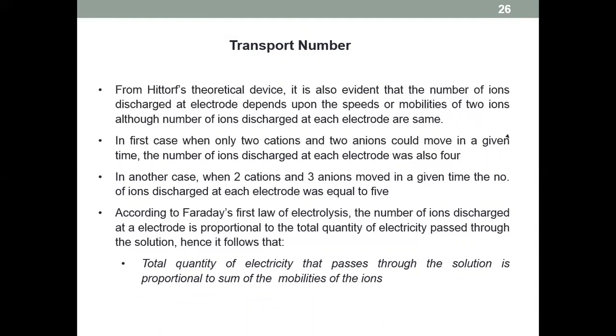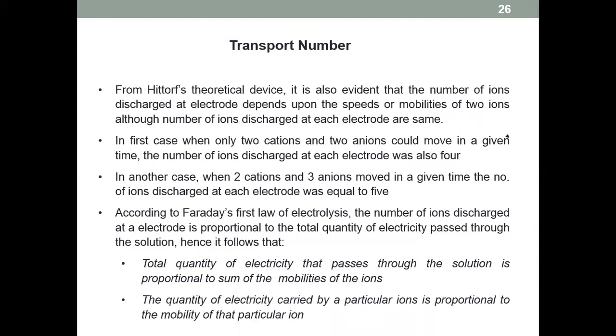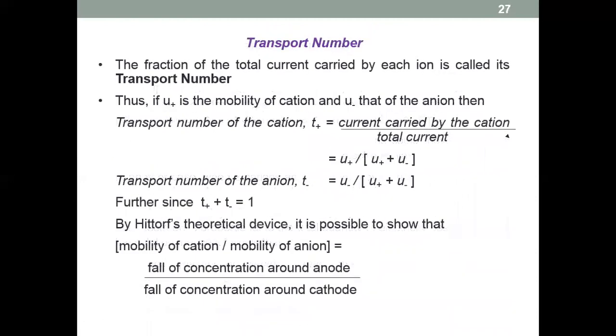Let's consider the last case, 5 at the cathode, 5 at the anode. So which is the result of both cation and anion? It will be the sum of the mobilities of both the ions, cations and anions. Also, the quantity of electricity carried by a particular ion is proportional to the mobility of that ion. So combining these two, we get this definition of the transport number.